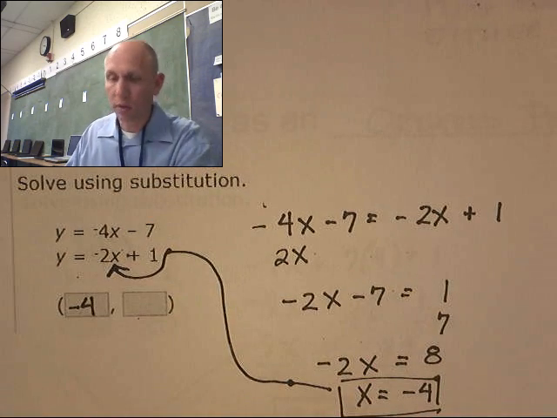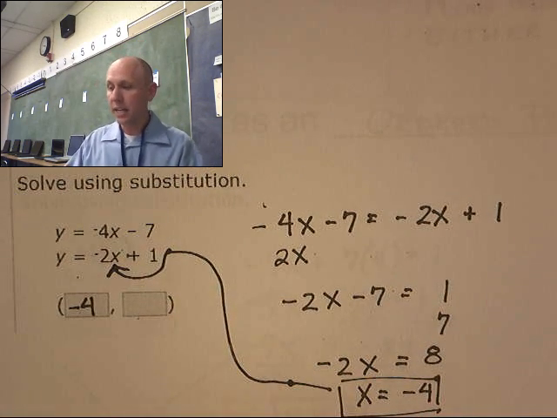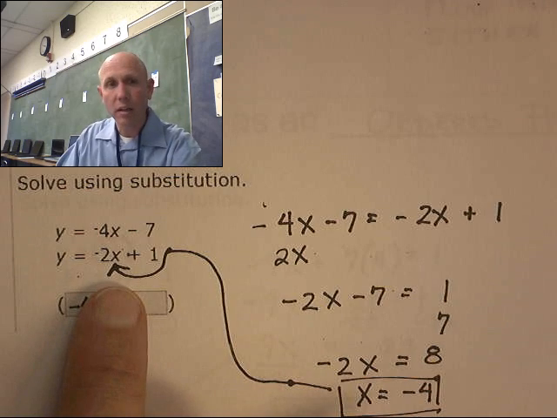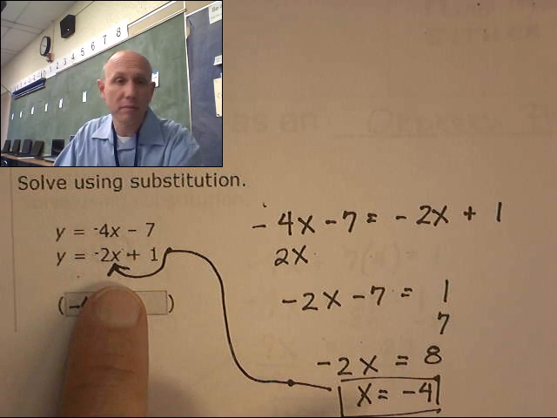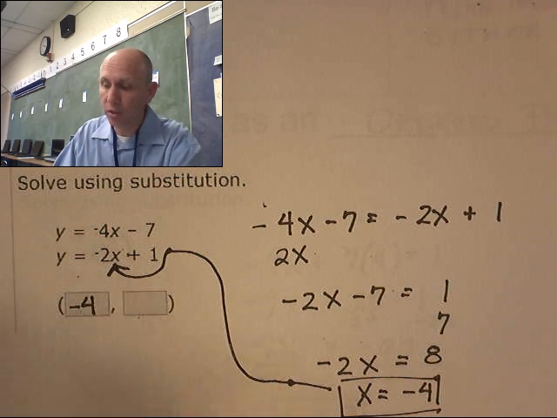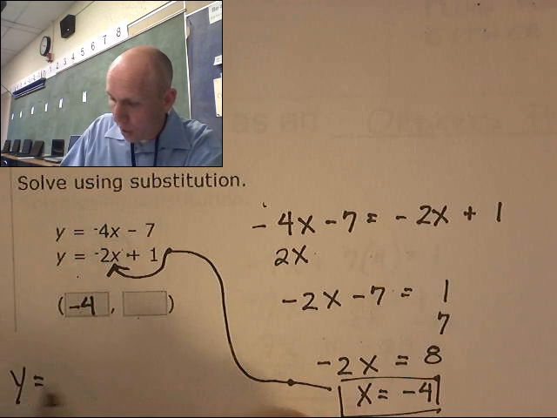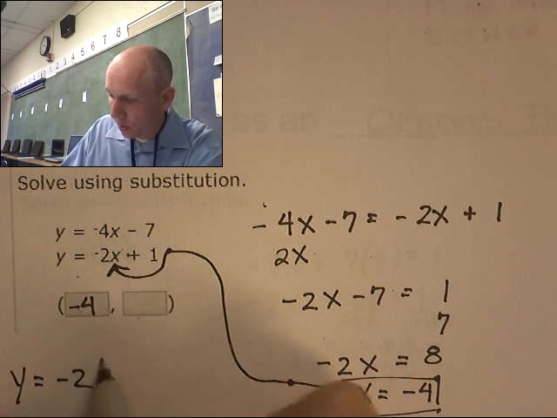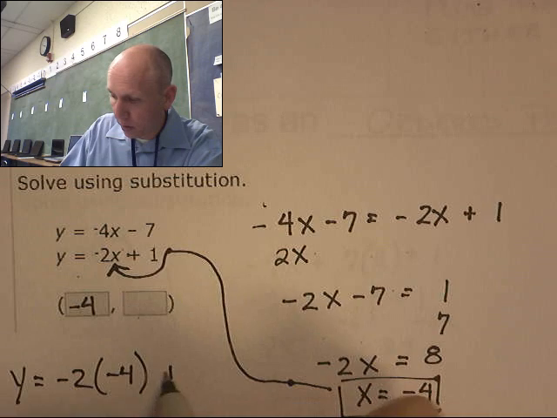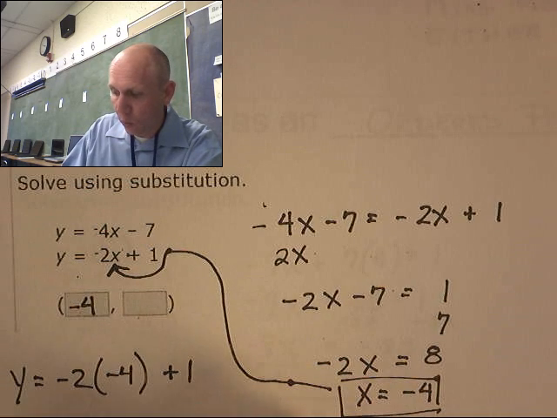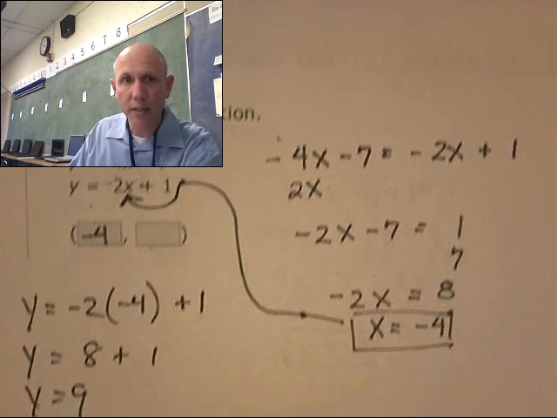Okay, that got a little bit squirrely looking. Okay, I'm now going to take that negative 4 and plug it in there. I could have plugged it into the top. I chose the bottom. Y equals negative 2 times negative 4 plus 1. Y equals 8 plus 1. Y equals 9.